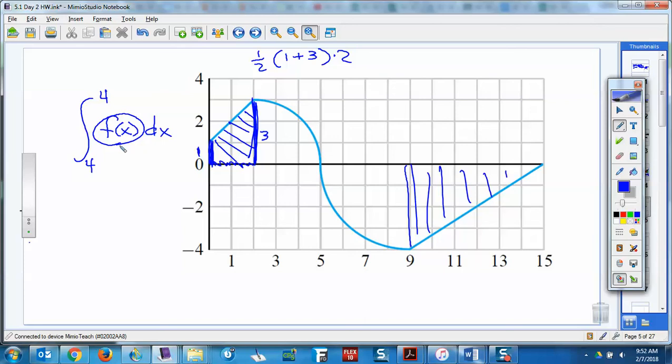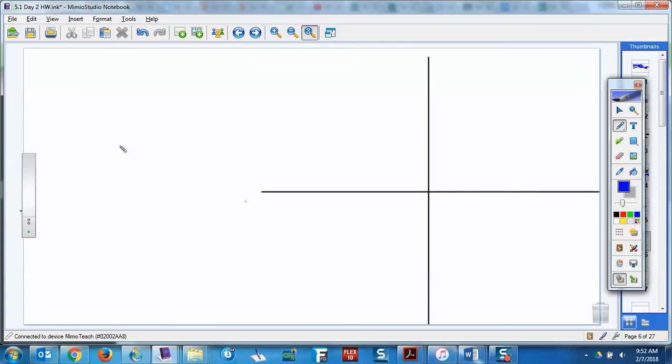So on the quiz, if I say sketch a graph to find this integral, by then we're going to have some other ways to find these integrals too. And we'll talk about the difference between them. But I want you to sketch a graph. So, what do you want to see?